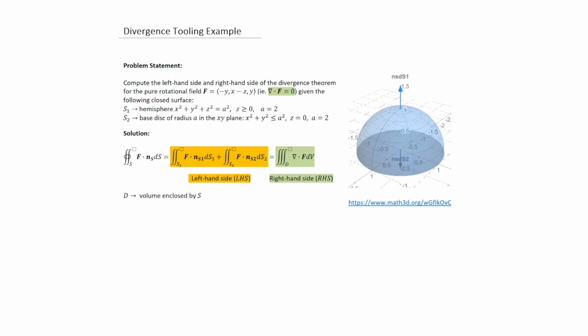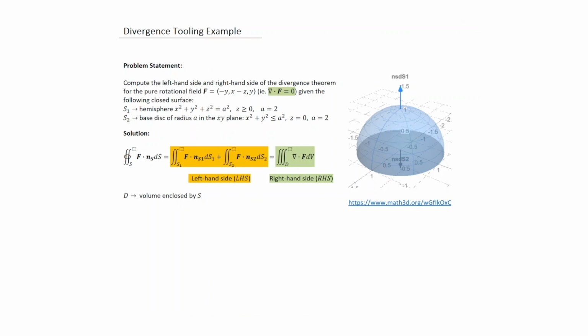And S2 is the base or the disk of radius a in the xy plane. That's x squared plus y squared less than or equal to a squared, z equals 0 being the xy plane. And again, the radius will be a equals 2. So we have these two distinct surfaces, which when put together produce a closed surface. And so what we want to do is to compute the closed surface integral of F dot n_S dS. Given that the surface is not a continuous surface, we have to break it up into two separate surfaces.